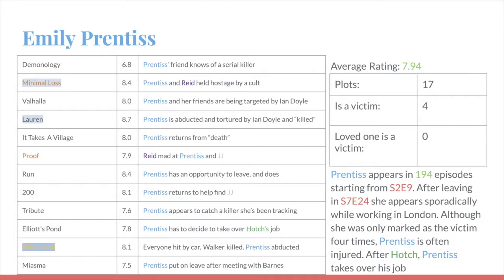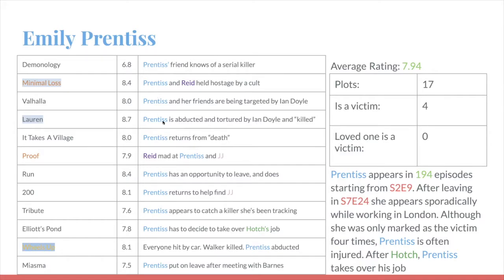And although she was only marked as a victim 4 times, I know Prentice is often just straight up injured. She's shot, she's hit by a truck, etc. And after Hotch, Prentice takes over his job as the chief unit leader, whatever it is. And as for plots, we have minimal loss when she and Reid are held hostage by a cult.